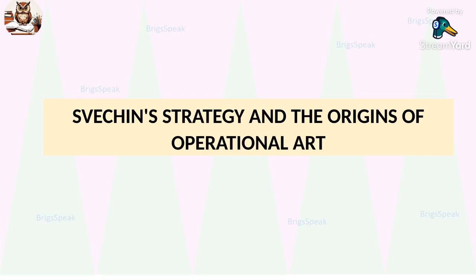Alexander A. Svechin, a pivotal military theorist, revolutionized modern military thinking by introducing the concept of operational art. His idea bridged the gap between tactics, immediate battlefield maneuvers, and strategy, the long term goal set by the political leaders. Svechin's theories emerged from his experiences during World War I and his role in the Bolshevik military system post 1917, making him a key architect of the Soviet military doctrine.